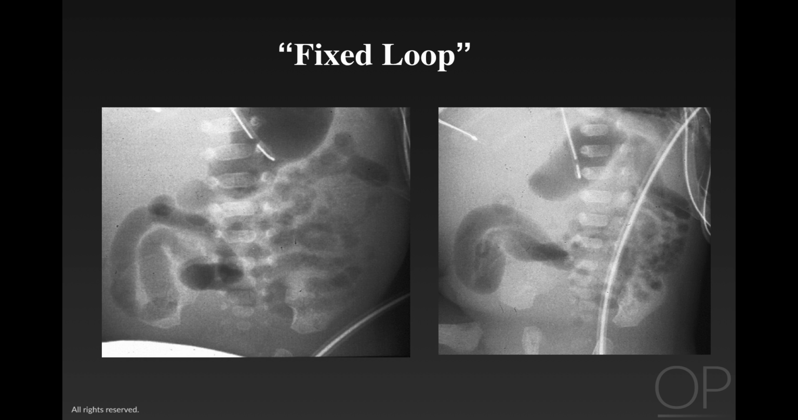This is a baby who is very sick and has a fixed loop of bowel. And what that means is a dilated focal loop of bowel that is unchanging over several hours to days. This represents a focal ileus and is often seen with ischemic bowel in babies with necrotizing enterocolitis.